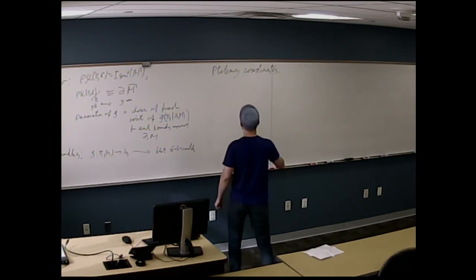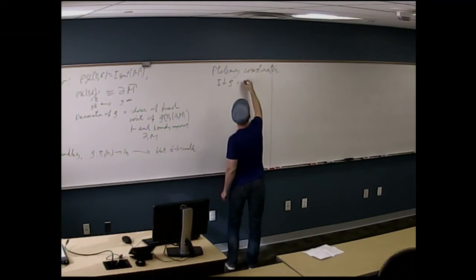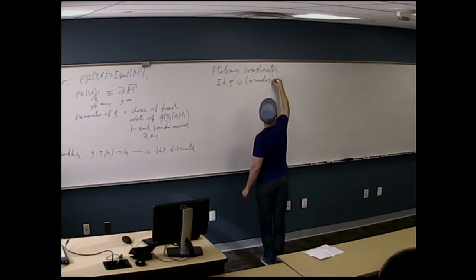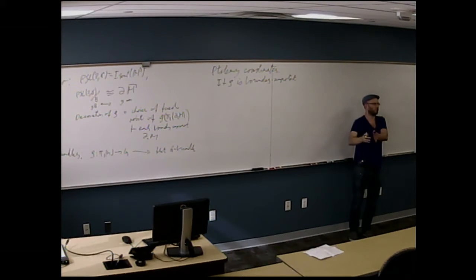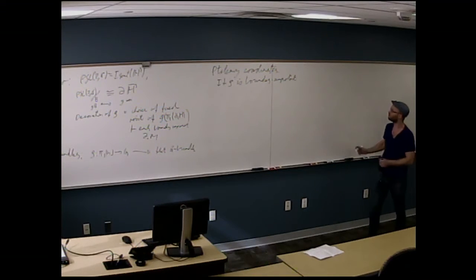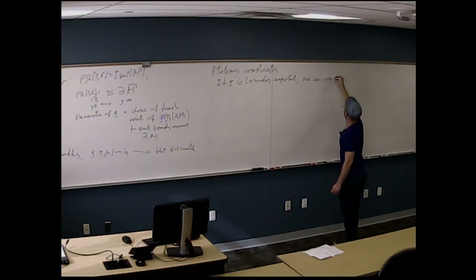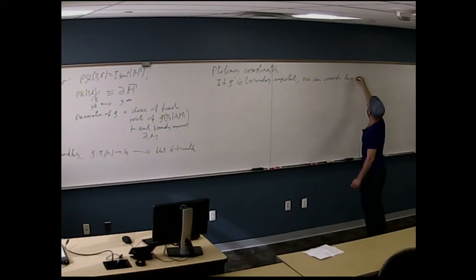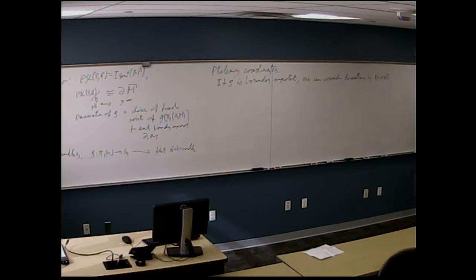So Ptolemy coordinates are for boundary unipotent representations. If rho is boundary unipotent, that just means that all the peripheral subgroups are unipotent. Then one can also consider decorations by N cosets instead of B cosets. So just like these shape coordinates, we can consider Ptolemy coordinates.